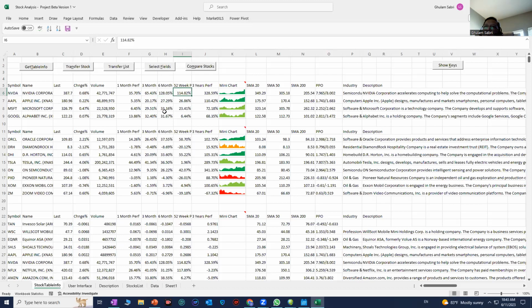Microsoft was up 33%, Google was up 31%. But there's light green, means their 52-week performance was less. This was Google, just 6.44%. That's why this is a light green shade here. Microsoft is this, it is this. Then you have these moving averages, SMA 20, 50, whatever you select.